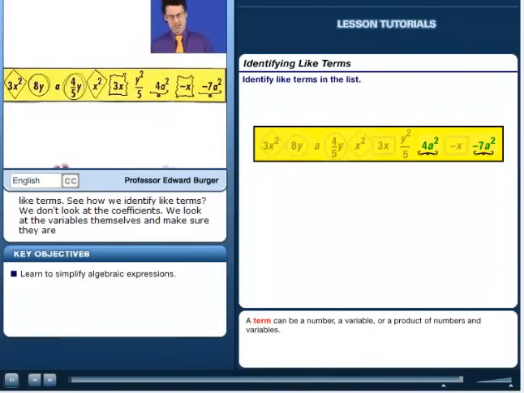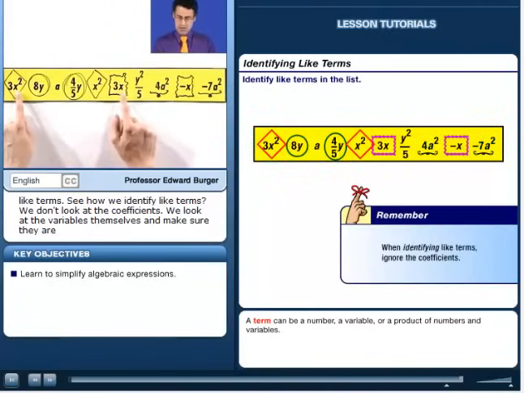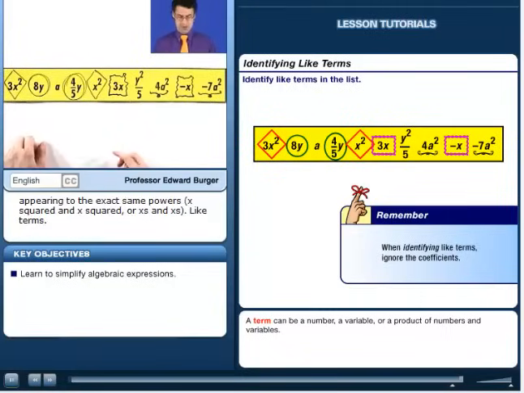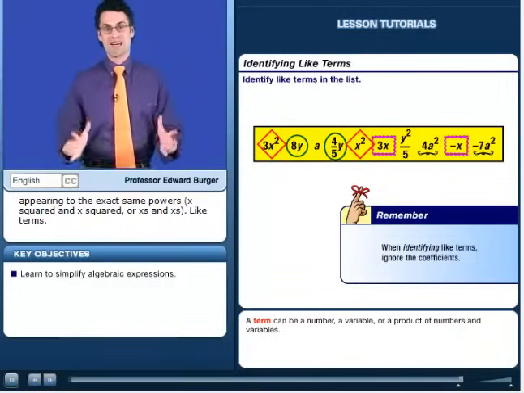So you see how you identify like terms. We don't look at the coefficients. We look at the variables themselves and make sure they're appearing to the exact same powers, like x squareds and x squareds, or x's and x's, and so forth. Like terms.